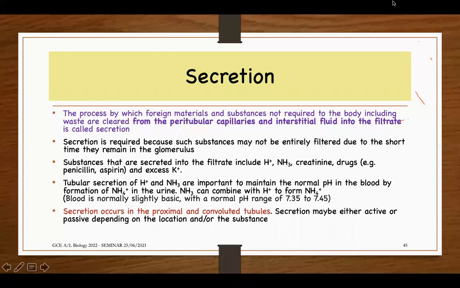And secretion occurs in the proximal and distal convoluted tubules. Secretion may be either active or passive depending on the location or the substance. So depending on where the substance is found, if it's in the proximal convoluted tubule or the distal convoluted tubule, and the substance, either it's H+ or K+, depending on the substance and where it is produced, secretion will be active or passive. It may need energy or it might not. All right.